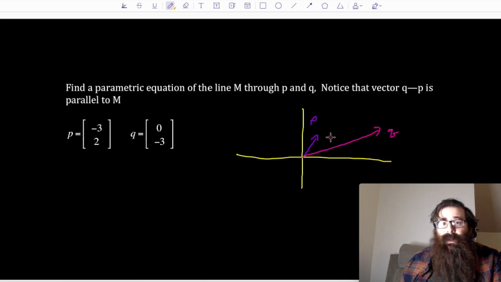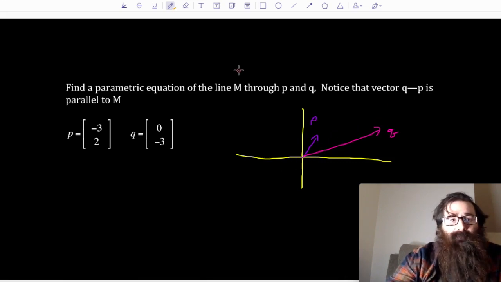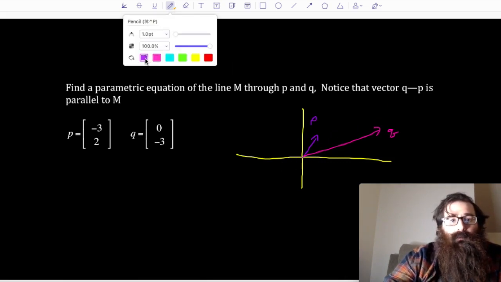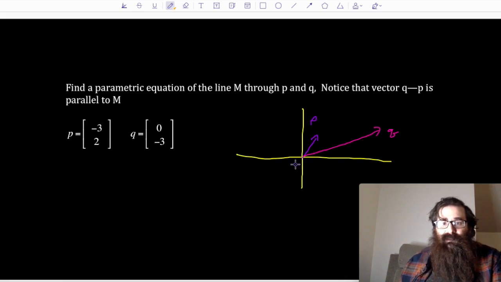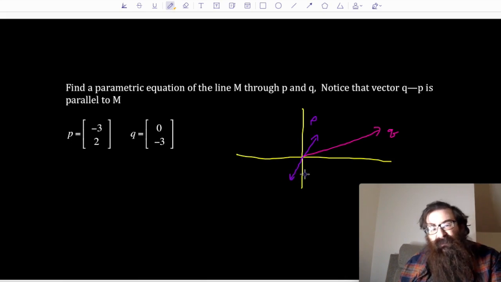I'm considering the line through vectors p and q. But now, if I want to talk about q minus p, that means I really want to draw the vector minus p. So I'll go back to the purple for that. If this is vector p, then minus p would just be in the opposite direction, about the same length, kind of close. And to find q minus p, I want to add q and minus p together.